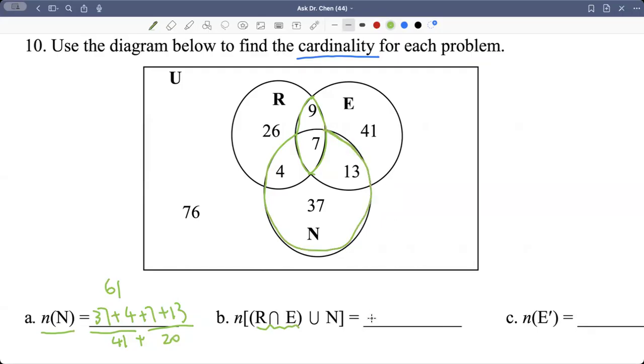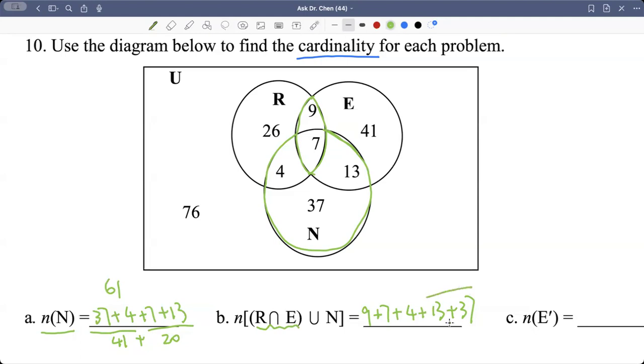Right, so what do we have? We have 9 plus 7, union plus 4 plus 13 plus 37. We're not going to add 7 twice or 13 twice, right? It's only once. 9 plus 7 in the intersection of R and E. Union N, 7 is already in N, so we don't add any more because we already added it in the intersection. Then we have 4, we have 13, we have 37. So we add all this.